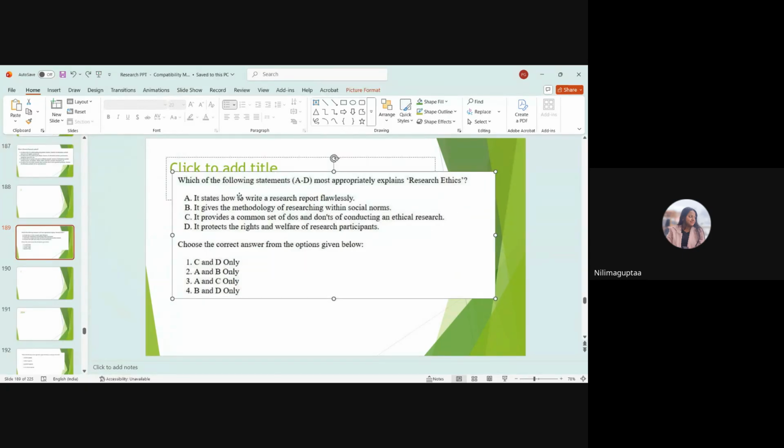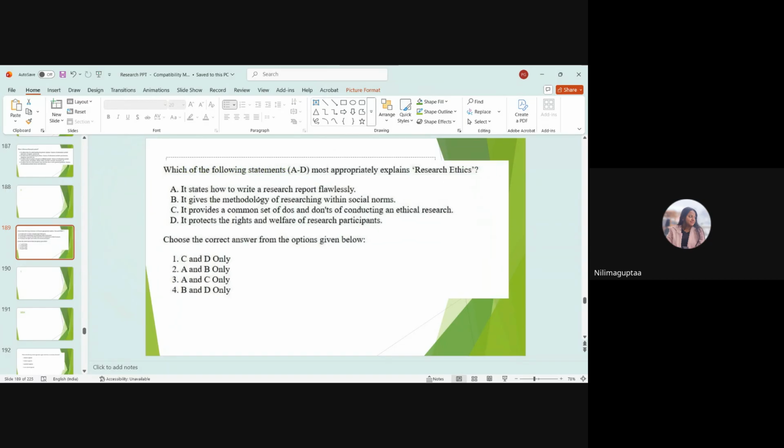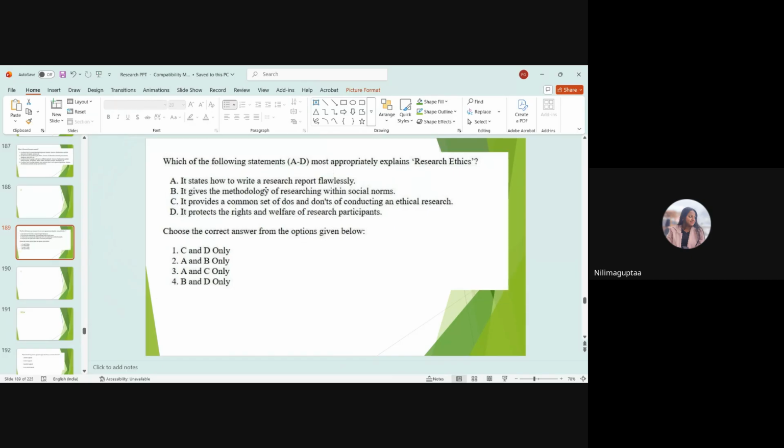Now, which of the following statements from A to D most appropriately explain research ethics? Please read it carefully and see the combination of answers.